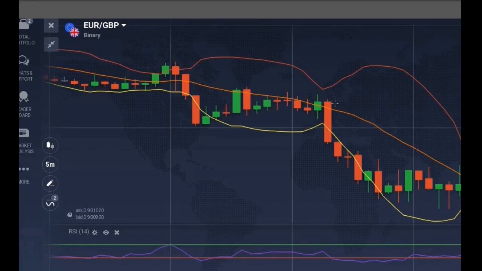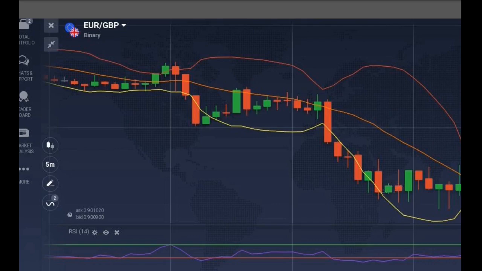So the next one is we're still on the euro pound. This is another formation. Okay, so you can clearly see it. Price moved out of the Bollinger Band, retraced back into the Bollinger Band, came back out of the Bollinger Band, and retraced back into the Bollinger Band. And see, the confirmation candle is over here, which is a star.